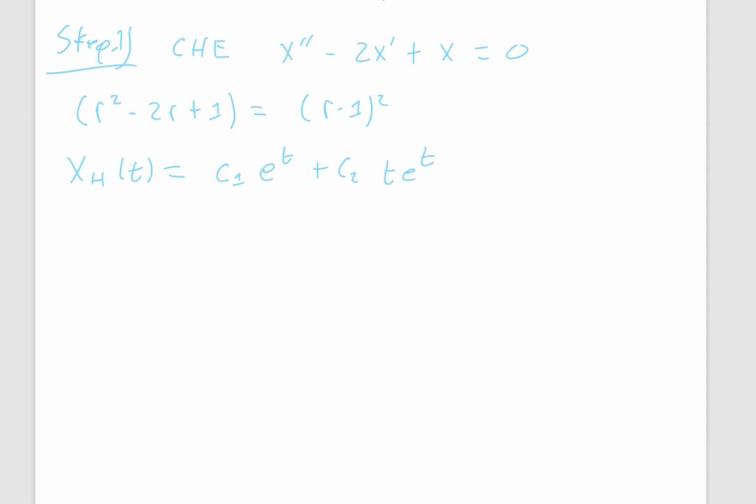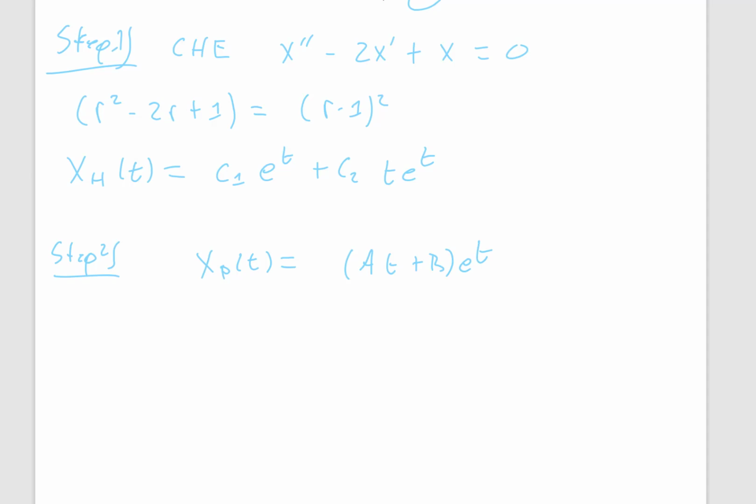Okay, now step two is to find a particular solution. And there's kind of two steps to this process. One, we're just going to look at the right-hand side, the t e to the t, and base our guess for the particular solution just on that. And so our initial guess would be (at plus b) e to the t.